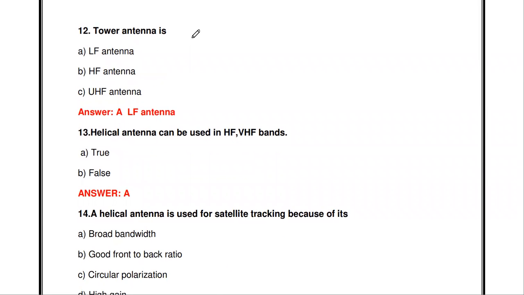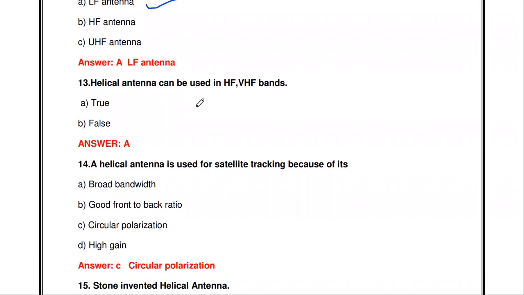And the next one, tower antenna. There is one classification, the tower antenna. The tower antenna is a LF low frequency antenna, high frequency antenna, UHF ultra high frequency antenna. The tower antenna is a low frequency antenna. Then the next one, helical antenna. The helical antenna can be used in high frequency and very high frequency bands. True or false? It's true. The helical antenna is used for the high frequency and very high frequency bands.